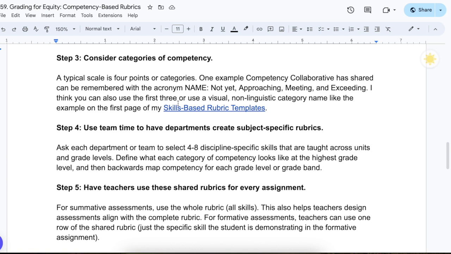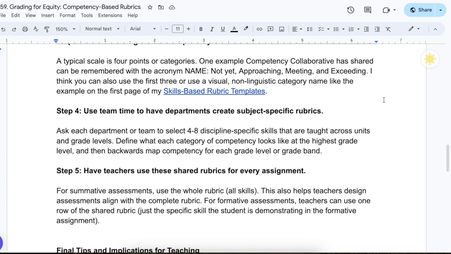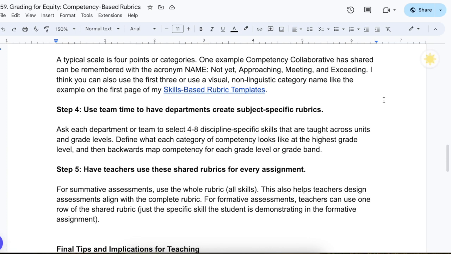One example that I name here is literally NAME as an acronym: not yet meeting the standards, approaching standards, meeting the standards, and exceeding the standards. Now you could have 3, 4, 5. Typically, I think 4 is like the middle road. So again, I think 3 would work, I think 5 would work, whatever you think. But we want several categories so that we can get really precise in terms of students aren't there yet, they are there yet, or any sort of variant on that.